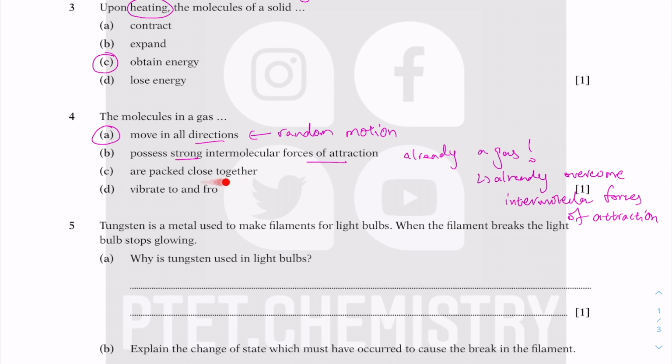Okay? Packed close together is definitely wrong for gas. Vibrate to and fro. Vibrate is to do with solid, not gases. All right.